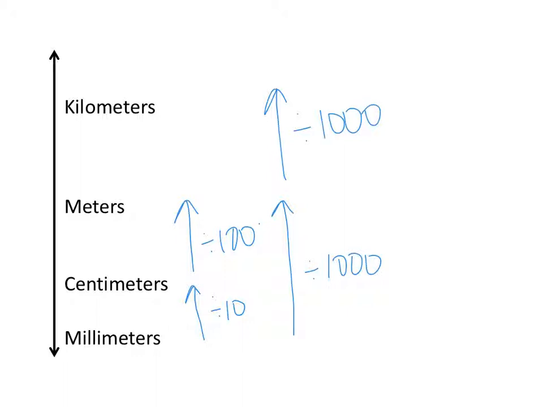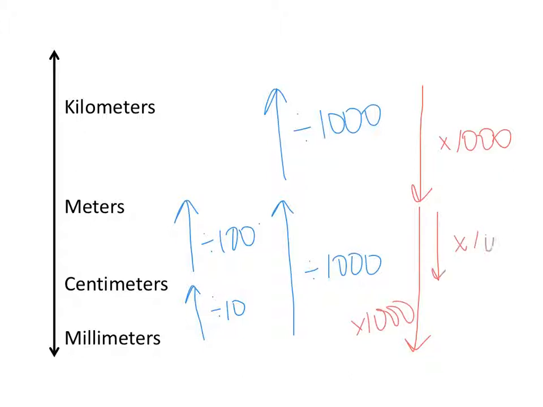The process will work with the same conversion factors, but using multiplication if we go from larger units to smaller. Moving from kilometers to meters, we multiply by 1,000. From meters to millimeters, we multiply by 1,000. From meters to centimeters, we multiply by 100. And from centimeters to millimeters, we multiply by 10.